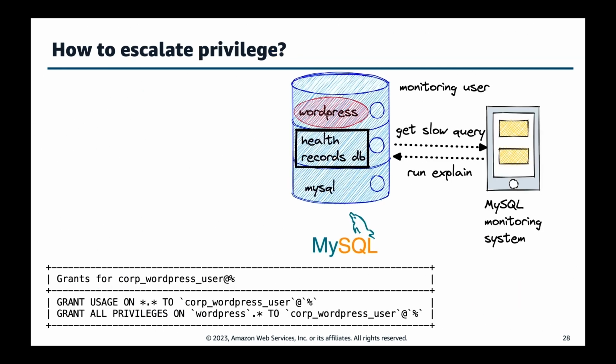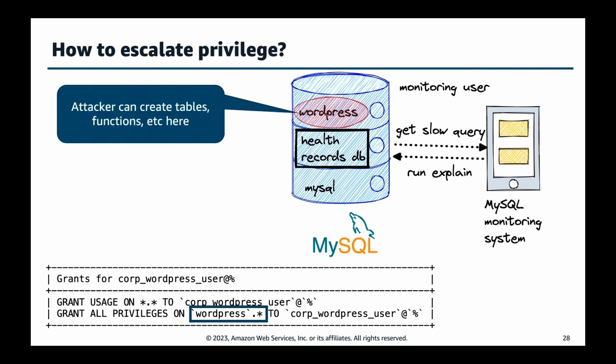So how would we escalate our privilege? What we will try to do is get the slow query and run explain. And we will try to actually confuse the monitoring system to do this. So remember, the attacker can create tables, functions, and any object on the WordPress database. This is how it has been configured, right? You have a user that has full access to the WordPress database and only the WordPress database.